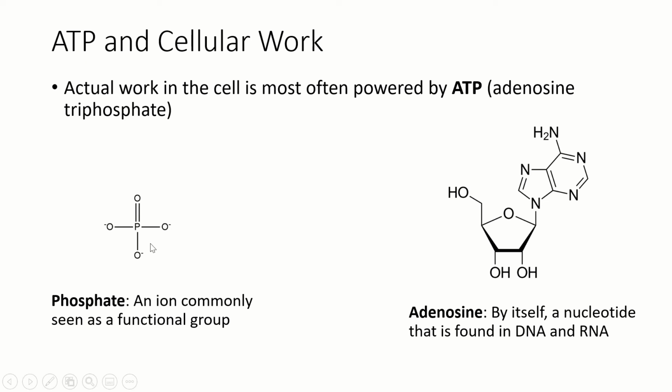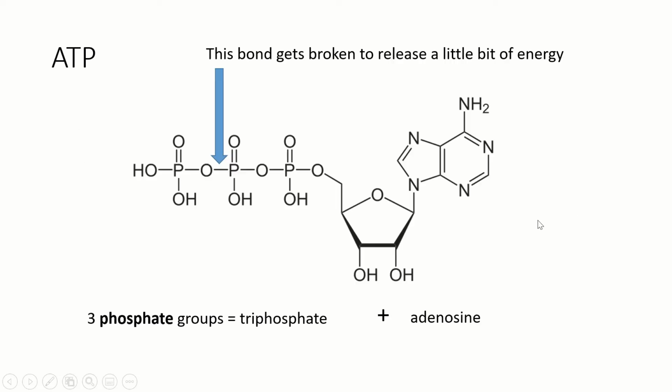Phosphate by itself is a really common functional group. And in ATP, we're actually going to put three of these, hence the triphosphate. We're going to put three phosphates, connect them to an adenosine, and we get this molecule here. So here's the adenosine part. Here's the 1-phosphate, 2-phosphate, 3-phosphate.